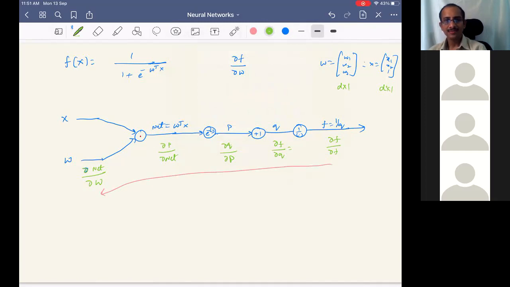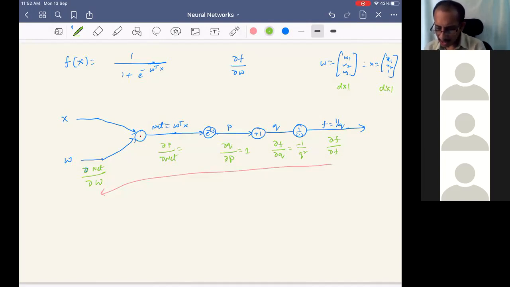Is F a scalar or a vector? Scalar. So dou F by dou Q is what? Minus 1 by Q square. Is this correct or not? And then Q equals P plus 1, both are scalars, right? And dou P by dou net. So is net also a scalar or a vector?